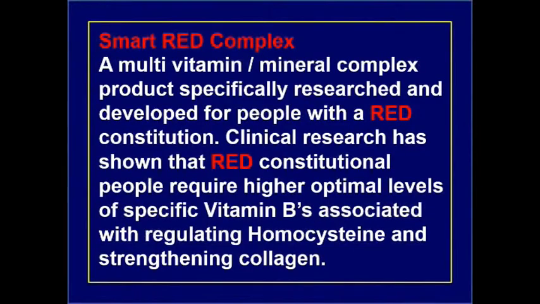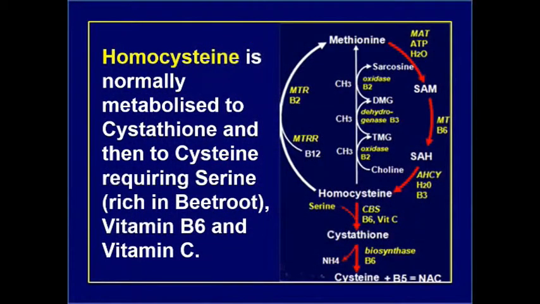The clinical research has shown that red constitutions require higher optimal levels of the Bs associated with homocysteine and strengthening collagen. So we know that here's our friend homocysteine, or enemy, and we've got to get that homocysteine down to cysteine. And to do that, this enzyme here, the synthase enzyme, requires B6, but it requires P5P and vitamin C. And you'll see here it's linked, conjugated with serine, the amino acid. So serine is rich in beetroot. Hence the reason we put it in the base of beetroot. So beetroot acts as the catalyst for this whole formula.